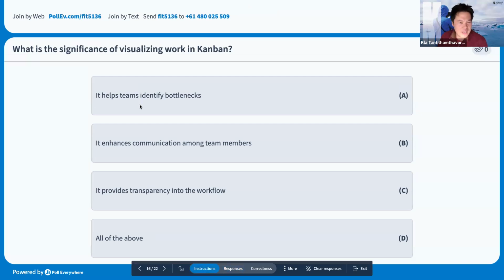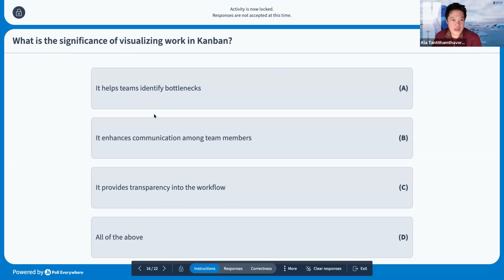What is the significance of visualizing work in Kanban? All right, guys, speed up. We need to be quick here. We are in a sprint. What is the significance of visualizing work in Kanban? Put the answer in. 5, 4, 3, 2, 1. All right.